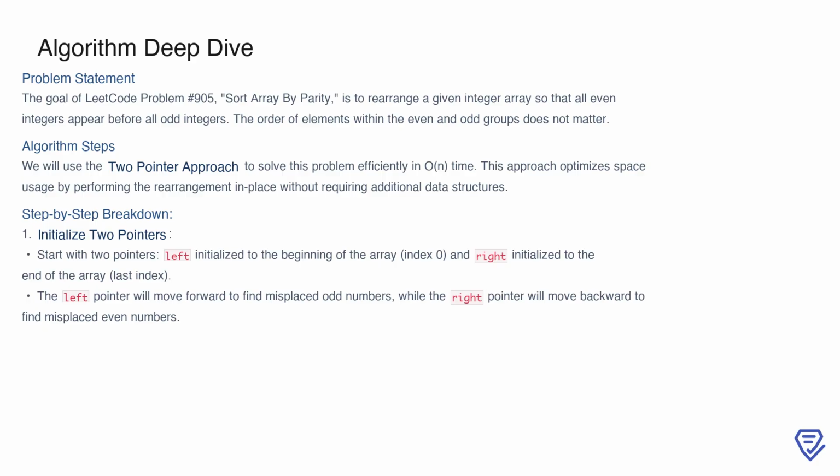To begin, we initialize two pointers, left, starting at the beginning of the array, and right, starting at the end. The left pointer identifies odd numbers that are misplaced, while the right pointer identifies even numbers that are misplaced. This setup ensures we can detect and swap elements as needed to achieve the desired arrangement.